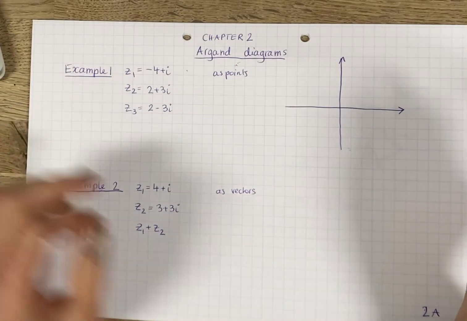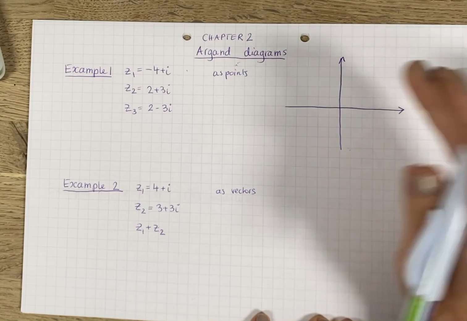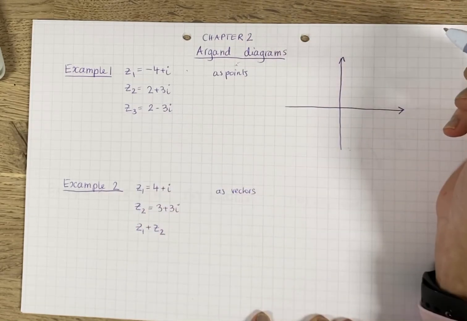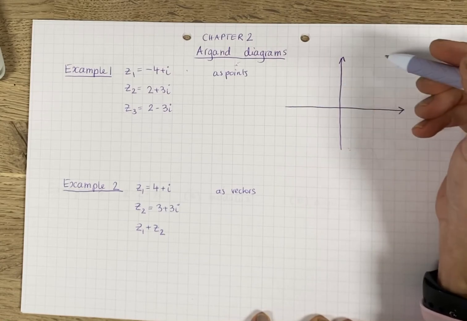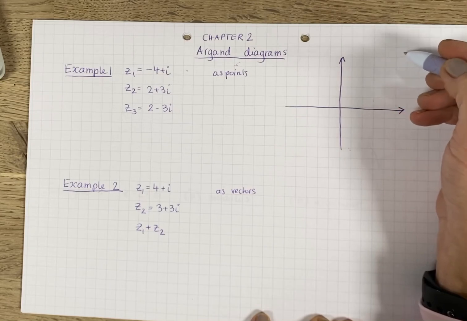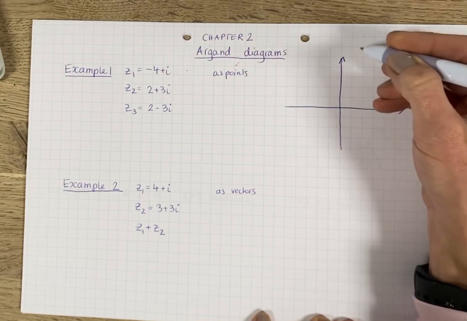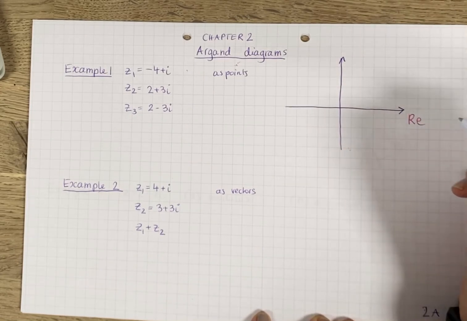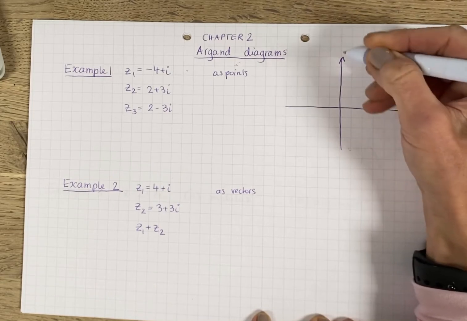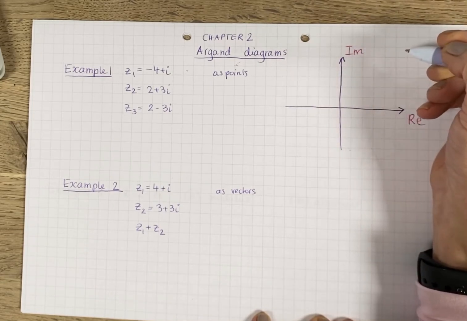Okay, so chapter 2, Argand diagrams. There's two ways of showing a complex number on a two-dimensional diagram. The two-dimensional diagram is called an Argand diagram, and it's very similar to your Cartesian grid. It's got a horizontal axis, which is called the real axis, and a vertical axis, which is called the imaginary axis.